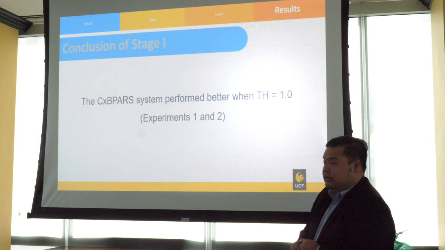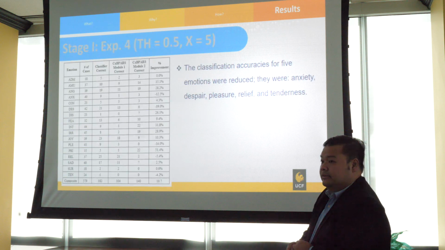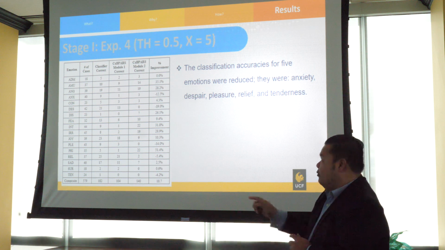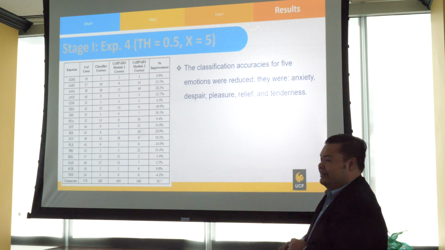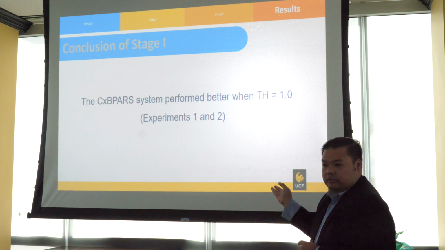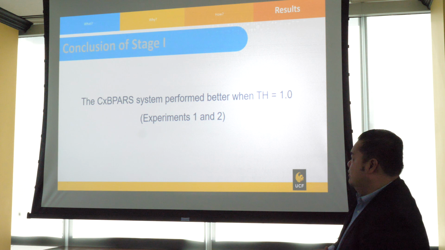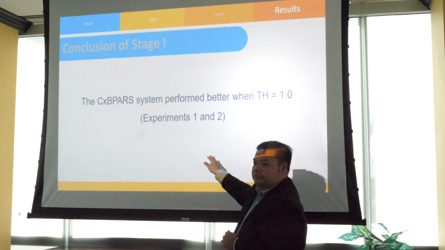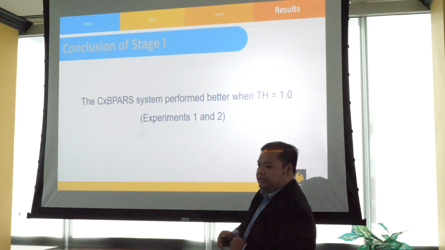Okay, next. But sorry, which was the winner of the 4 combinations? I guess which of the combinations was the best? I'm going to go to the next slide. Okay. So basically, from our study, TH equals 1 is the best case for experiments 1 and 2, because we could get higher accuracies.